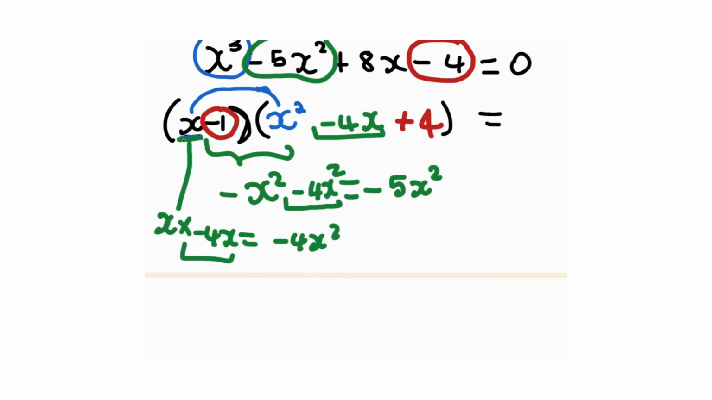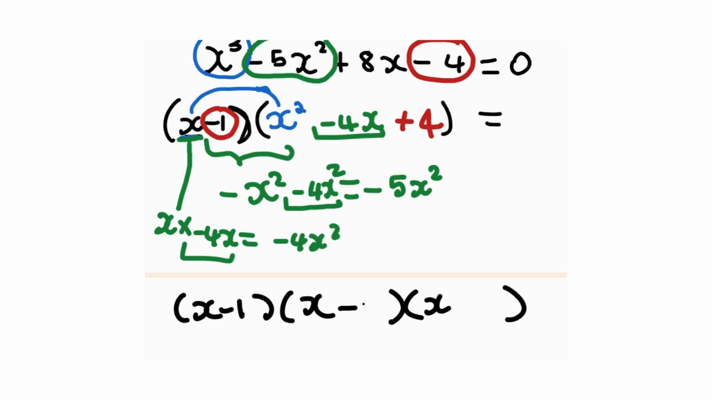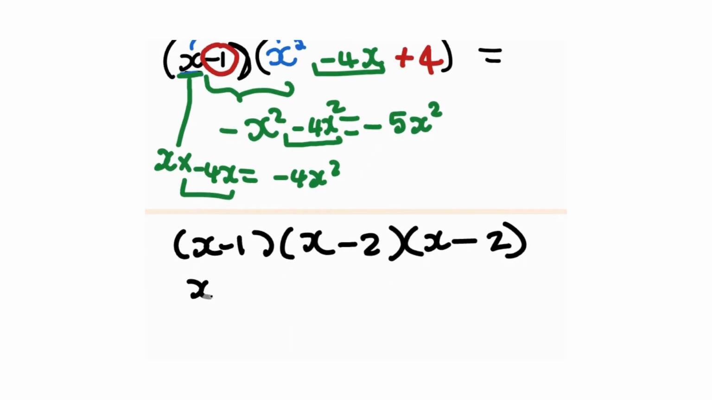So it means now our factors, we have the x minus 1 that we got earlier, and then we are going to factorize x squared minus 4x plus 4, and that is going to give us 2 brackets because that's a quadratic. I'm just going to bring in my 2 brackets. So I have x, then I have -2 and -2, sorry. So -2 times -2 is +4. So it means x is 1 or x is 2.